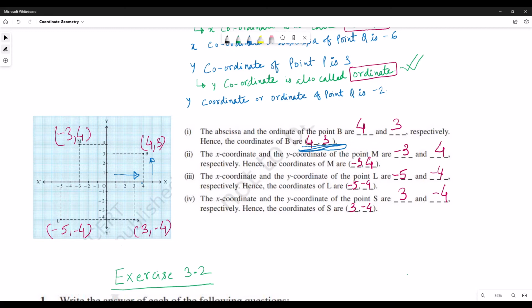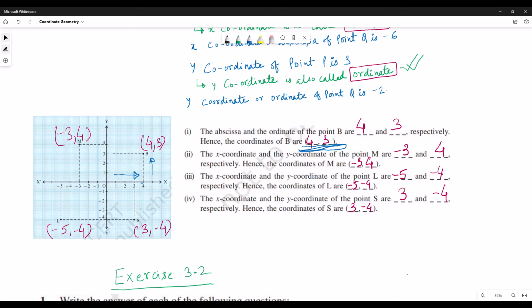The X and Y coordinates of the point L are: L is in the negative X direction and negative Y direction. So this is 5 units away in the negative X direction and 4 units in the negative Y direction. So the coordinate is -5, -4.